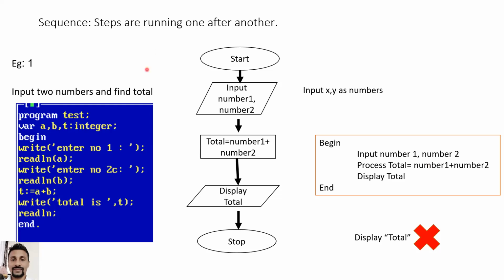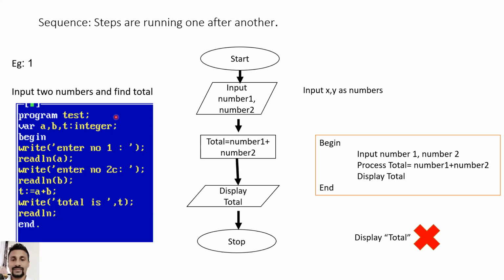Now look at the blue screen. I have used Turbo Pascal here. So when we are writing a Pascal program, this is the way we write. Now see, program test. You have to use the word program, then you can give any name, test. You have to give a name, right? Then I have taken variables a, b and t as integer. In Pascal you have different variable types: integer, real, char, string, Boolean.